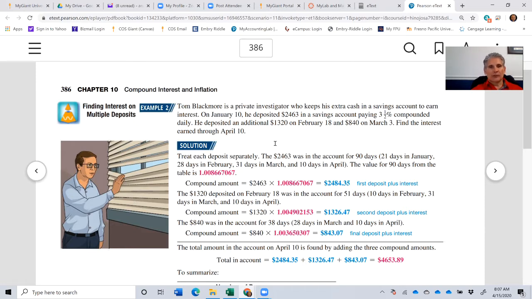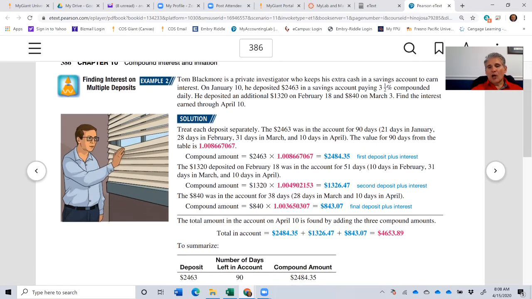Oh, it's just the interest earned through. So, okay, I guess what we're going to do is just take this one at a time. So we're going to figure out what that is. We're going to figure out the second amount, which is the same process, looking on the table. That's 1326.47. The compound interest for 840 is the same process, looking on the table, the number of days, 843.07. We're going to add all of this up, 4653.89. So those are the maturity values for all 3 deposits.